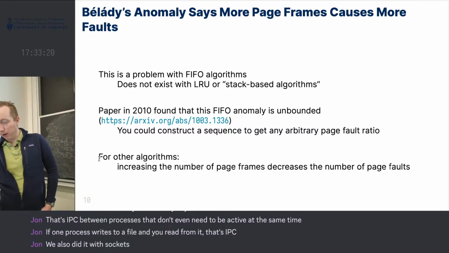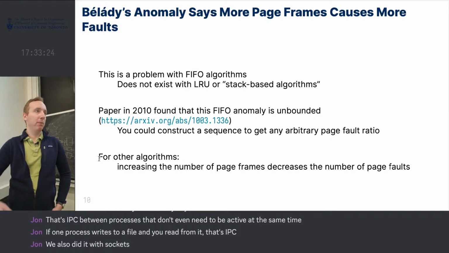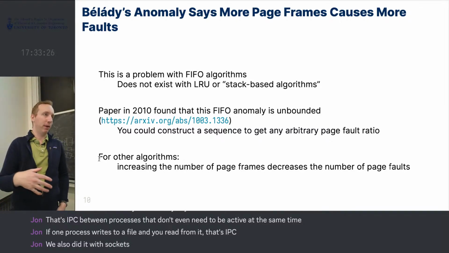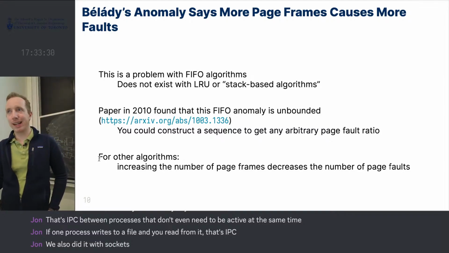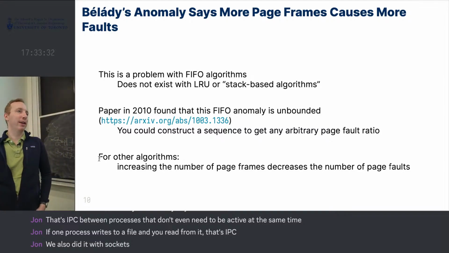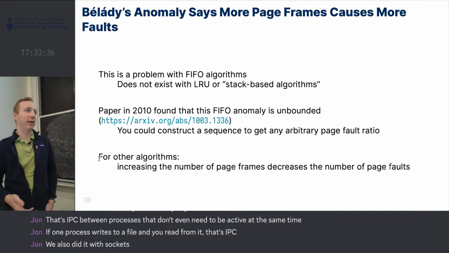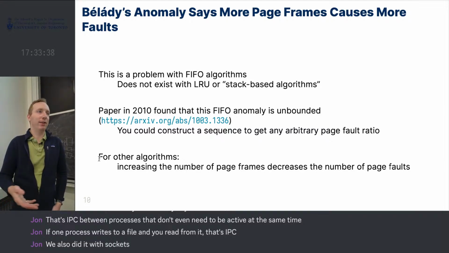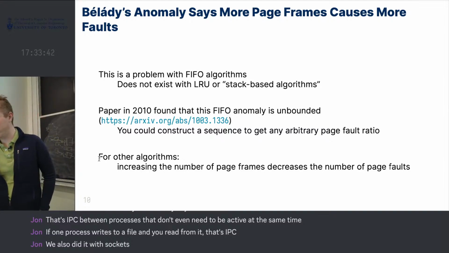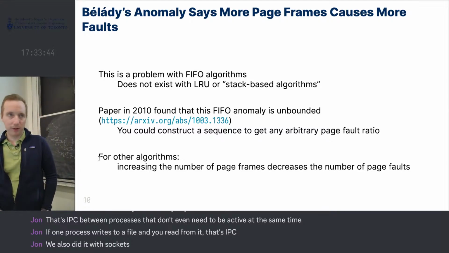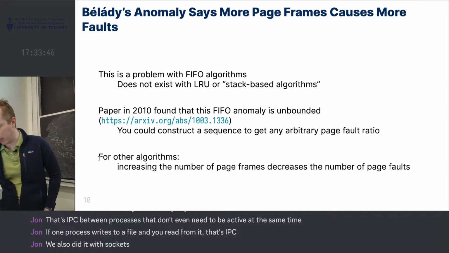So for other algorithms, it behaves like we expect. If we have more page frames or more memory, we have less page faults. But specifically for this, it has this weird anomaly where less memory, less page faults. Just a weird thing. And in practice, it essentially comes down to whether or not you just got lucky, because you can construct arbitrary sequences, but you don't know what a process is actually going to use.